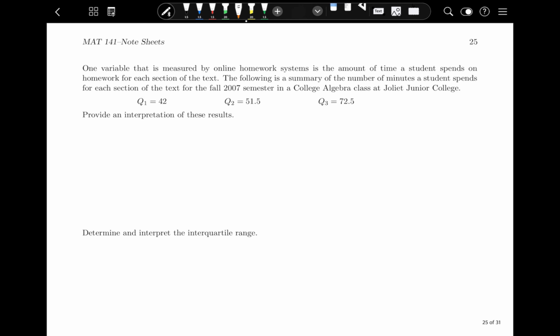So go ahead and take a moment and try these other two here. This other problem on page 25. So pause the video and try this, and then when you hit play, we'll go through it together.